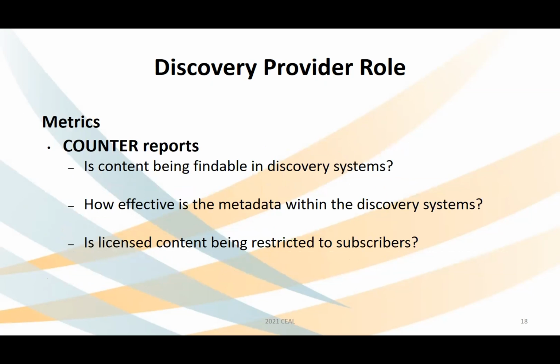So KBART has developed a report for discovery statistics. They allow the content providers to see if customers are using their content, clicking on links, and importantly, whether only licensed customers are getting access to their content. So we want the discovery service providers to supply these reports, so that the libraries and the publishers can see if the content is being found within the discovery system, if the metadata is effective, and if the licensed indexing and abstracting metadata is used by the authorized institutions.